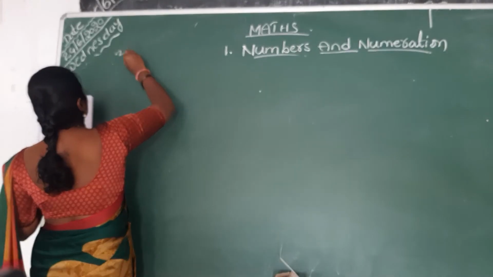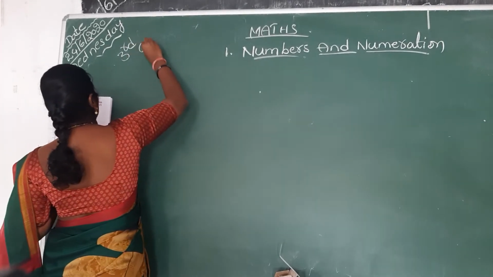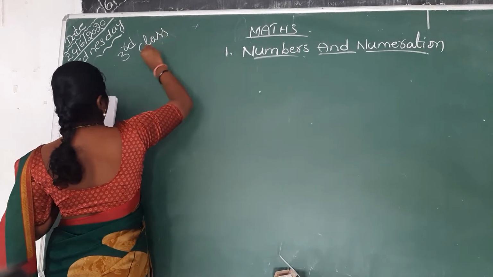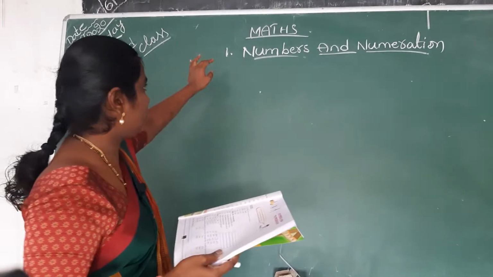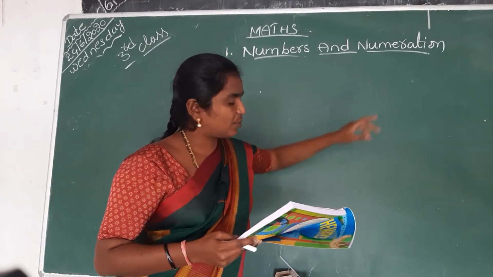Today, third class maths. Today third class maths, first chapter name is numbers and numerations.